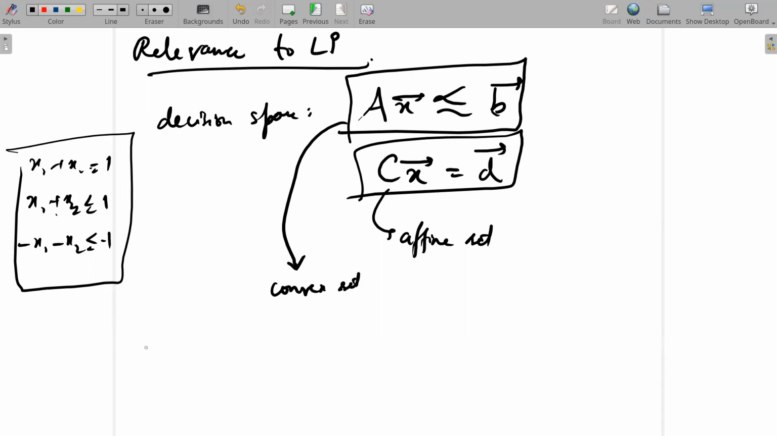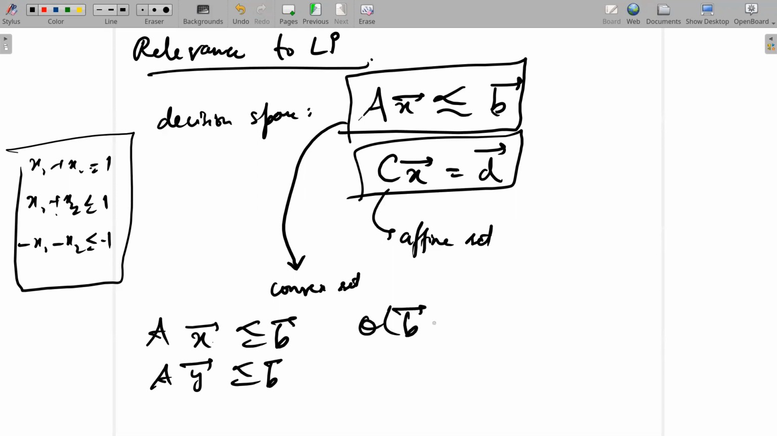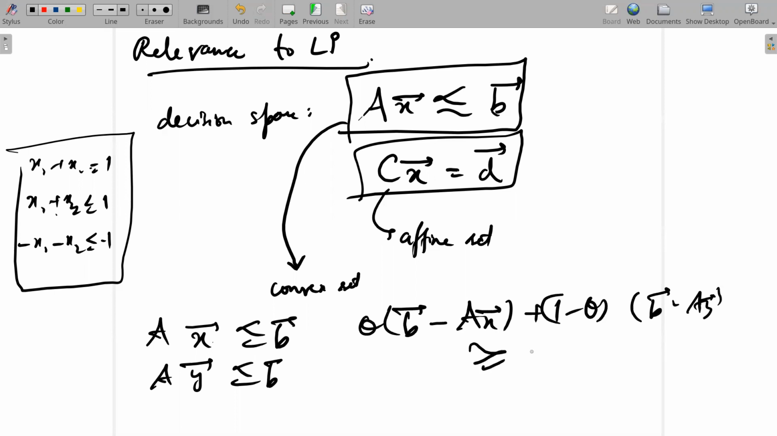You can just check: if I have Ax is less than b, and let's say y is again less than b, so that x and y both satisfy this, then if I take a convex combination... remember that K is a convex cone, right? It's a proper cone, it's a convex cone. So when I take theta (b minus Ax) plus (1 minus theta)(b minus Ay), that is of course bigger than the zero vector, because this is bigger than or equal to the zero vector, that is in the cone. So the convex combination also is in there.